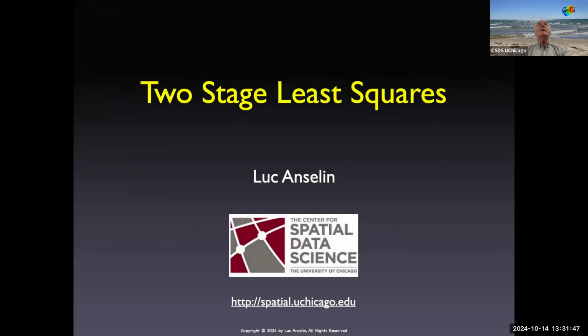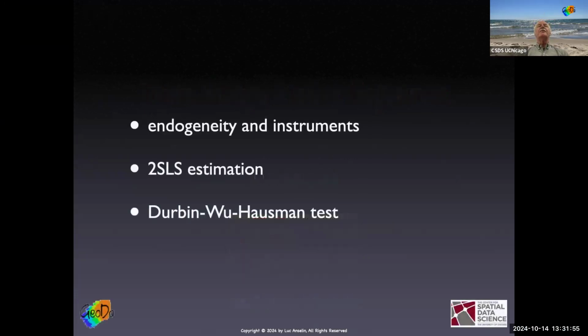Okay, so the topic is two-stage least squares or instrumental variables. And the reason for this additional method is to deal with what we call endogeneity, or what used to be called in the old days simultaneous equation bias. So we'll talk about that first. What is the problem? How do we fix it?